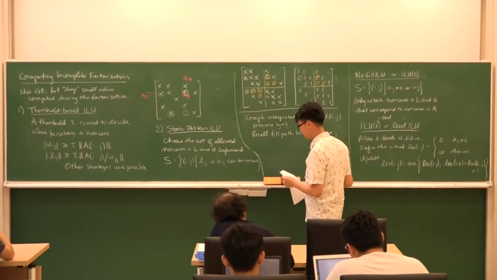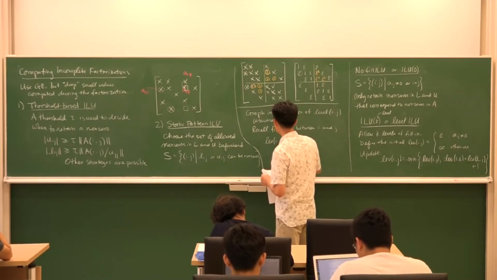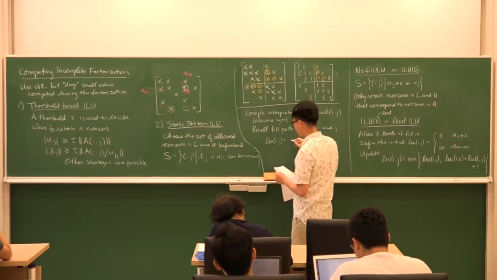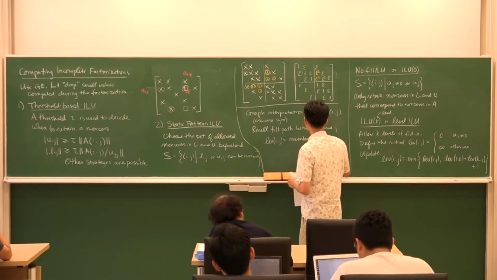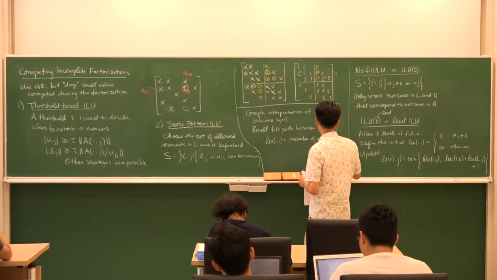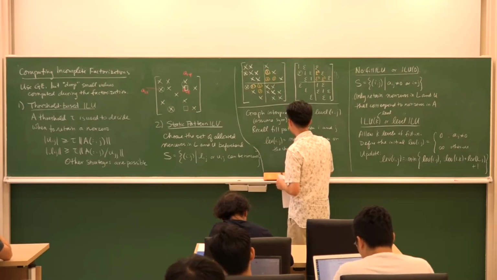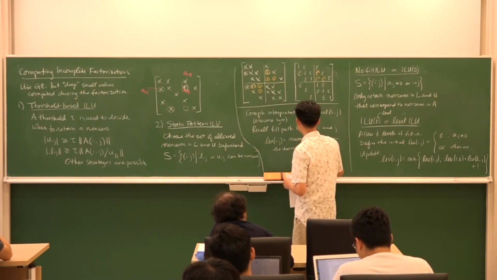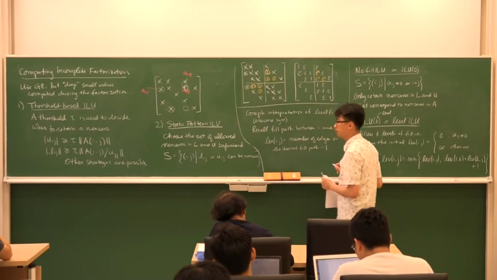And here's the really interesting thing. The level of i and j is equal to the number of edges on the shortest fill path, minus 1.